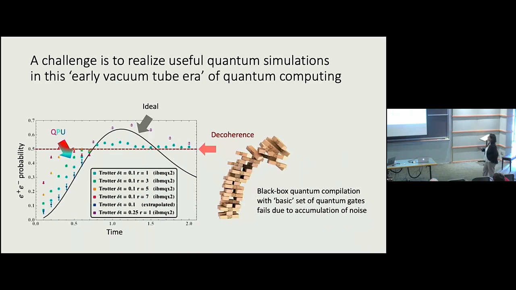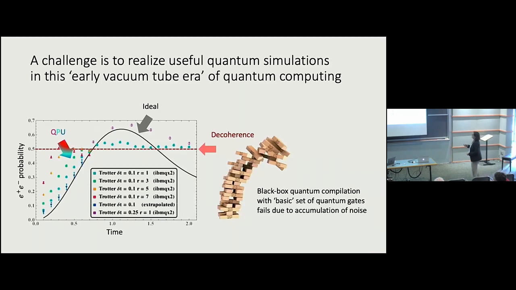So what's the challenge? The challenge is to actually realize some useful quantum simulation right now, with what most people will call the early vacuum tube era of quantum computing. And the issue is that you have all these great cloud computing systems, IBM, Google, and what they do is give you a high-level abstraction, sort of like a black box, of a basis of elementary unitary transformations that you can then use to build the unitary transformation that you really need, okay?